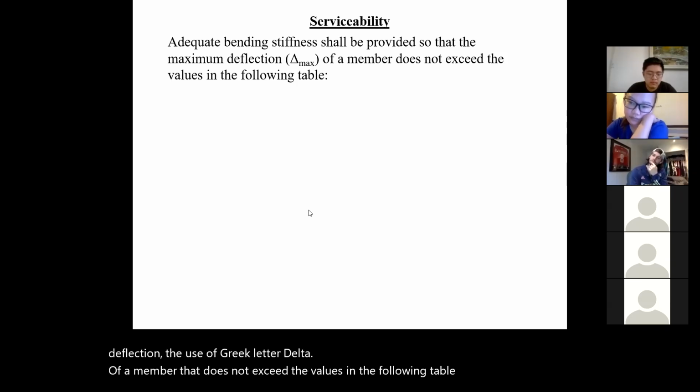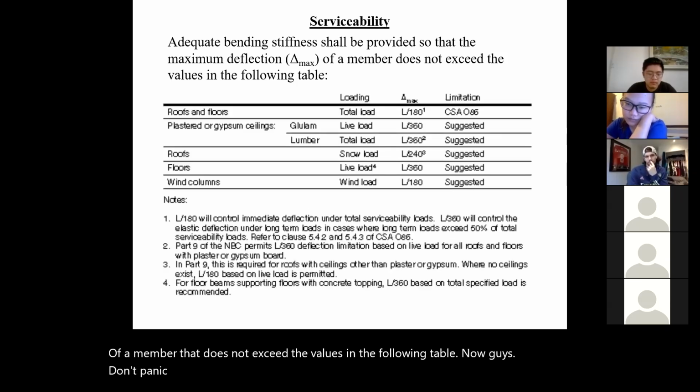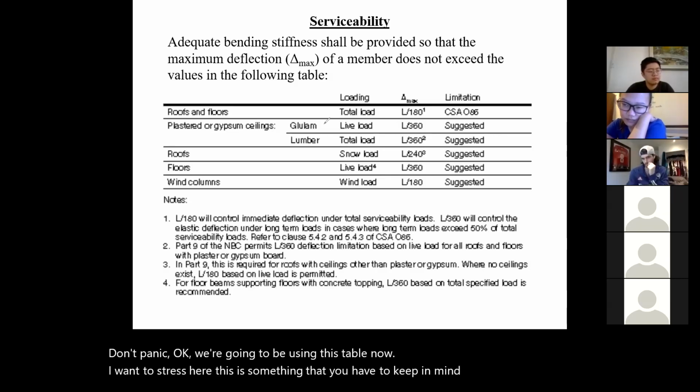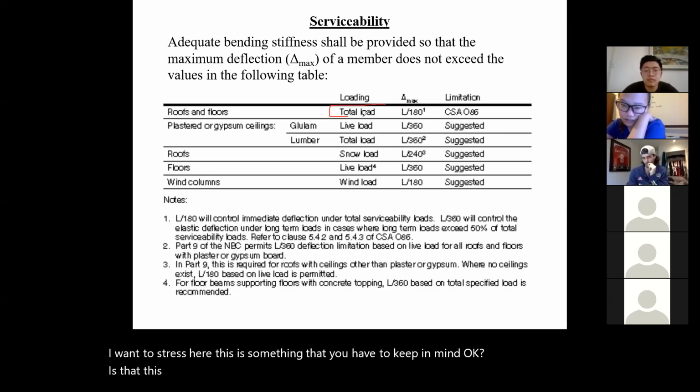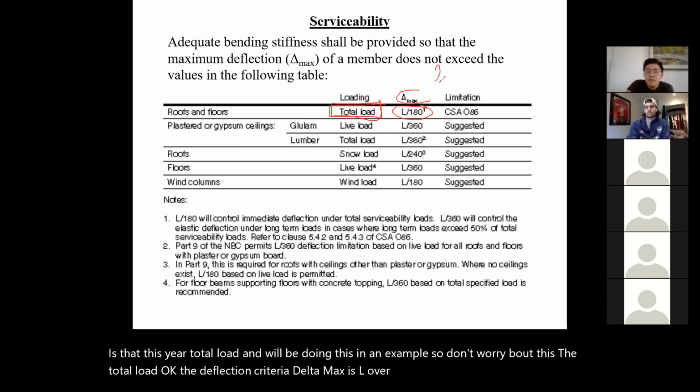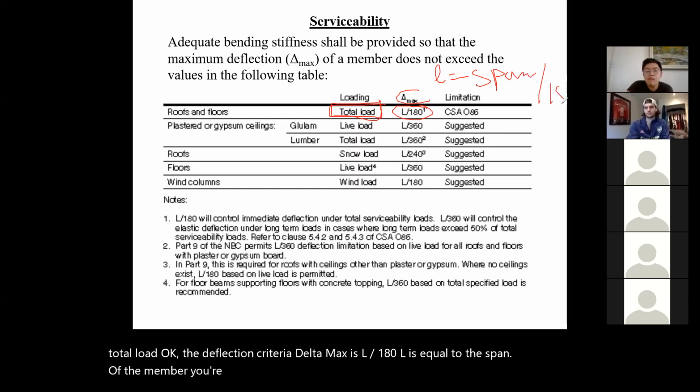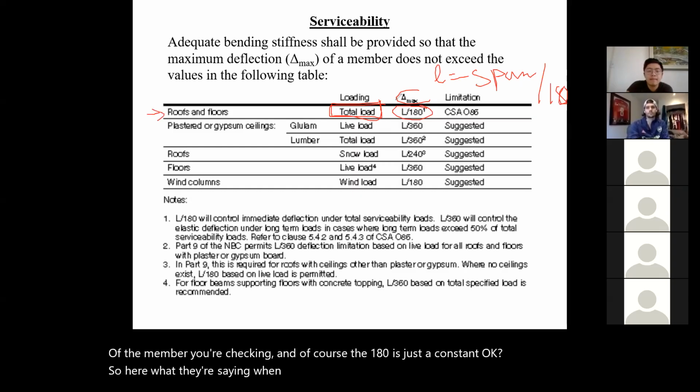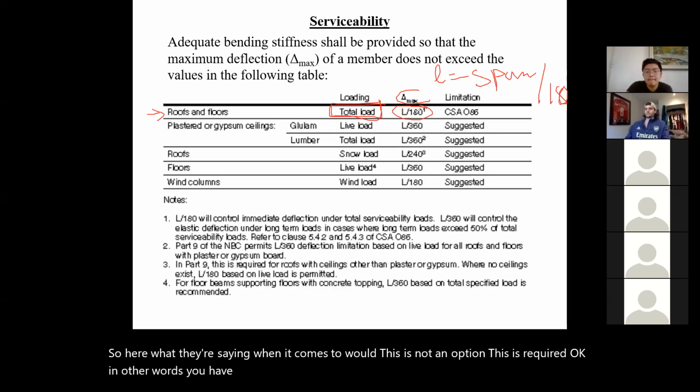Now, guys, don't panic, okay? We are going to be using this table. Now, what I want to stress here, this is something that you have to keep in mind, okay? Is that this here, total load, and we'll be doing this in an example, so don't worry about this. The total load, okay? The deflection criteria, delta max, is L over 180. L is equal to the span of the member you're checking. And of course, the 180 is just a constant, okay? Now, so here, what they're saying, when it comes to wood, this is not an option. This is required, okay? In other words, you have to check this and make sure that you satisfy this condition. And we will be doing this in the examples, so don't worry about it.